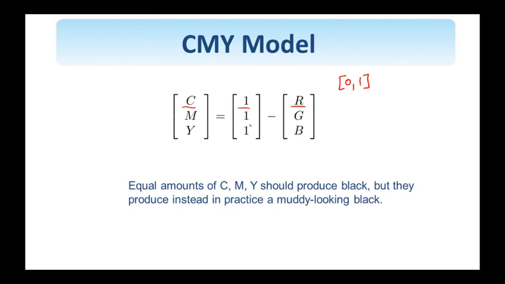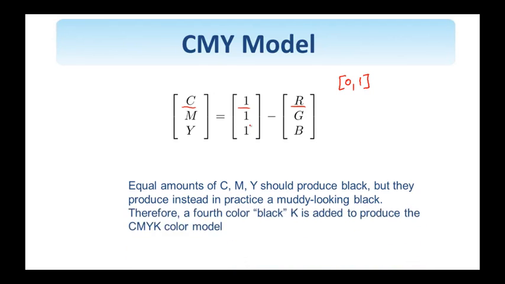Now, since in principle equal amounts of CMY should produce black, but in practice they produce a kind of muddy looking black, a fourth color has been added, the black color denoted by K, and this gives rise to the CMYK color model.